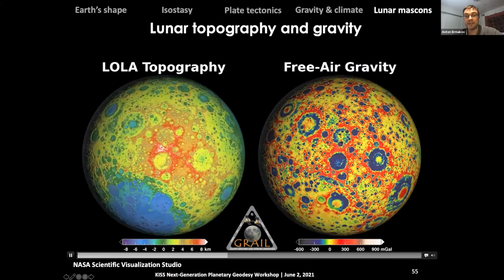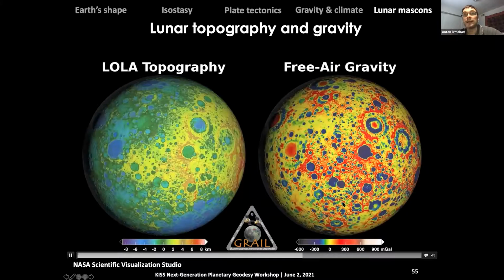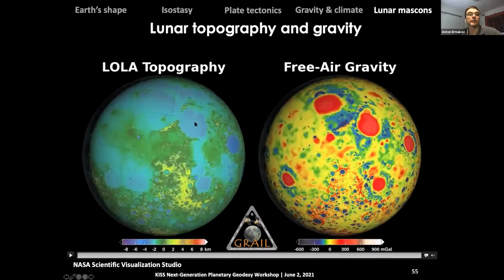on the gravity. So for example, all these blue circles are craters, so depressions. And you can also see that many large depressions on the moon correspond to positive gravity anomalies.